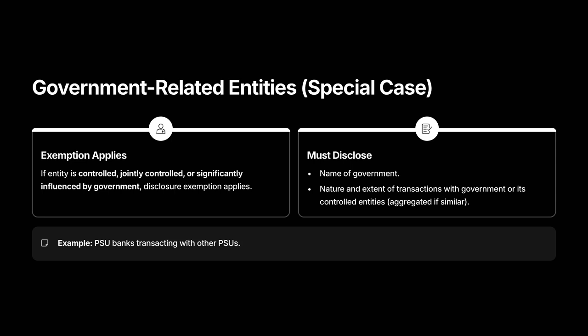End. 17. Government-related entities, special case. If a government controls, jointly controls, or significantly influences an entity, special rules apply. You may aggregate disclosures for transactions with government-related entities when similar in nature. Also, name the government and describe the nature of the relationship. Example: a public sector bank transacting with other government-controlled entities would disclose aggregated amounts.